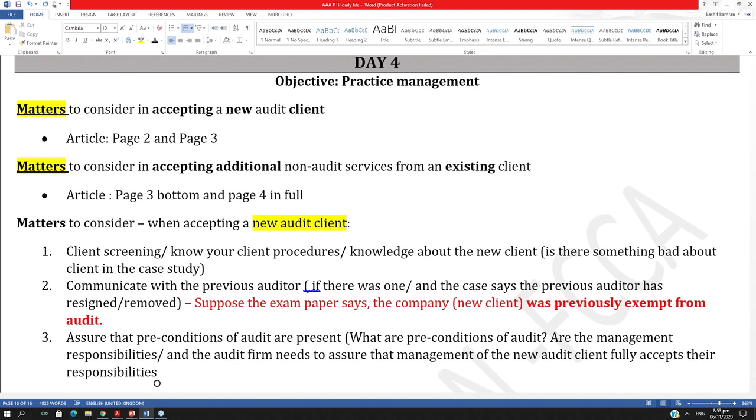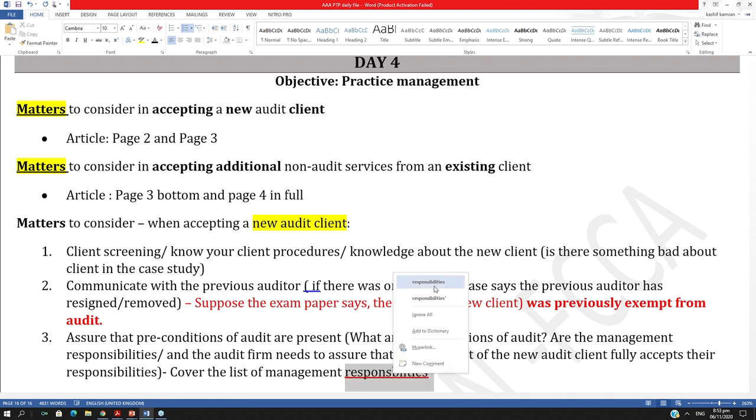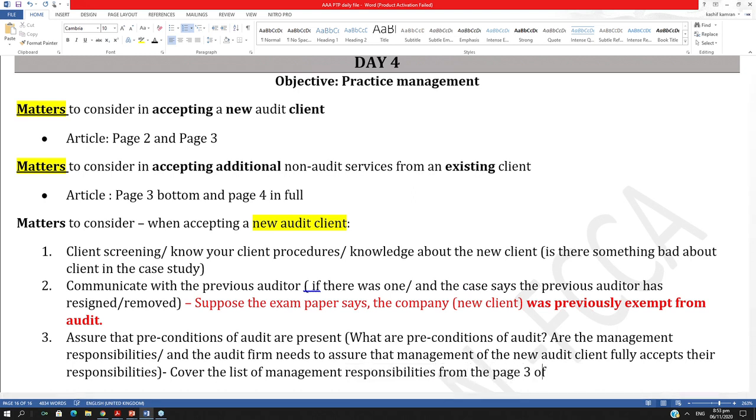So, do you know the management responsibilities, everyone? Please cover the management responsibilities from the examiner article. Cover the list of management responsibilities. You have covered them in the F8 paper as well, right? But cover the list of management responsibilities, in total 3, from page 3 of the examiner article. Is that clear? But I hope as a student of F8 coming to P7, you are fully aware of the list of management responsibilities, right?